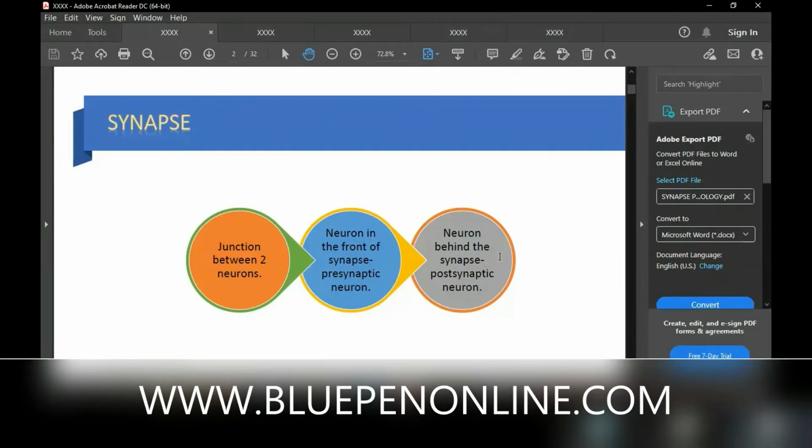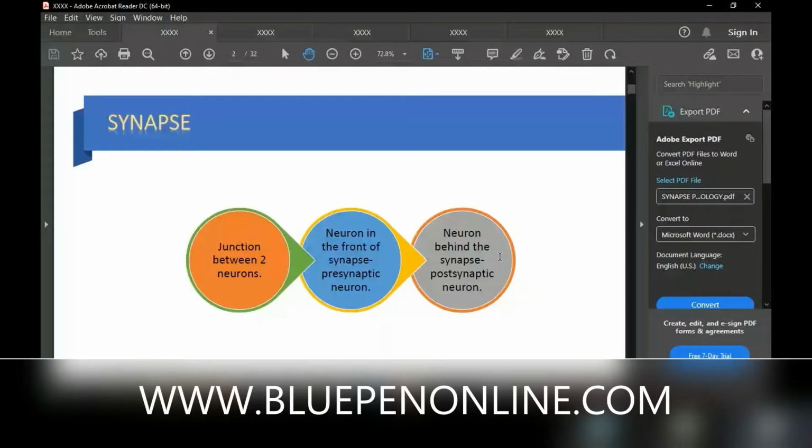Synapse is the junction between two neurons, and the two neurons are also termed in a special way. The neuron that is seen in front of the synapse is called the presynaptic neuron, and the neuron behind the synapse is called the postsynaptic neuron. Those are the two terms which you have to know when you come to the synapse section.